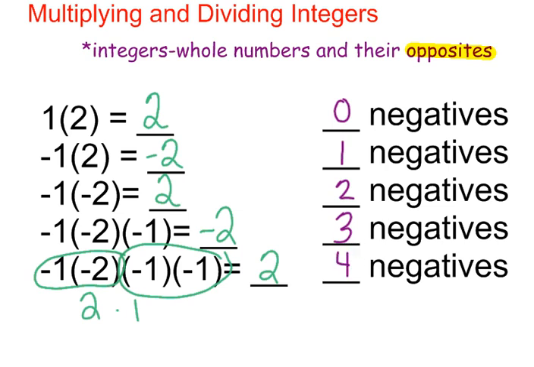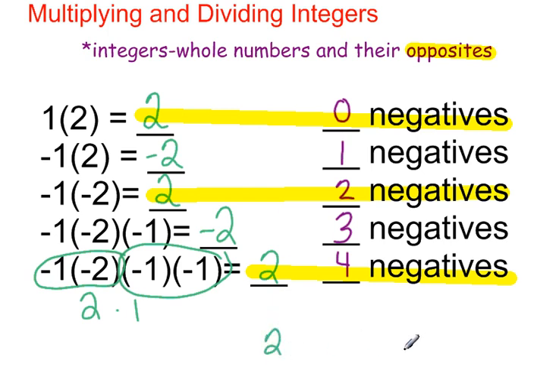Now I'm going to get my highlighter, and before I do, I want you to see, do you notice a pattern between how many negatives there are and whether or not the answer is positive or negative? Let's look at our positive answers. Here my answer was a positive 2. There were 2 negatives. Here my answer was a positive 2. There were 4 negatives. Here my answer was positive 2. There were 0 negatives. I bet that the next answer that would be a positive 2 would have how many negatives? 0, 2, 4. I bet it would take 6.